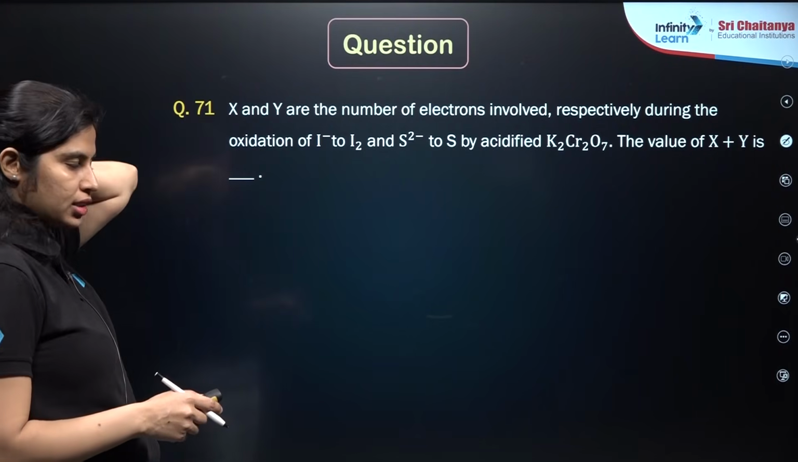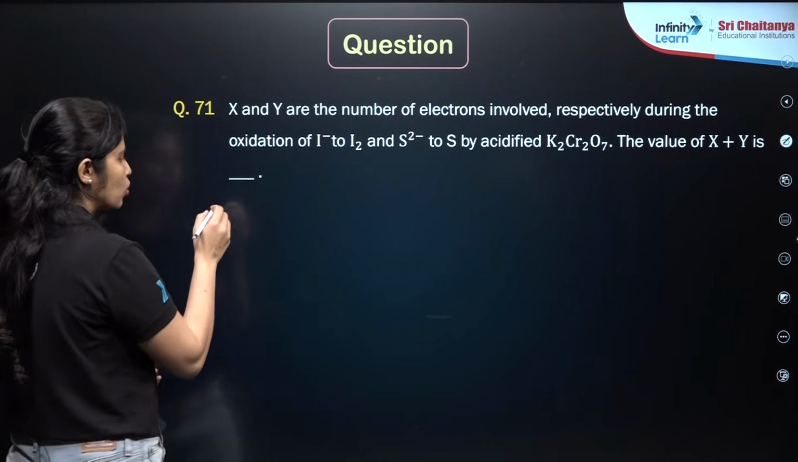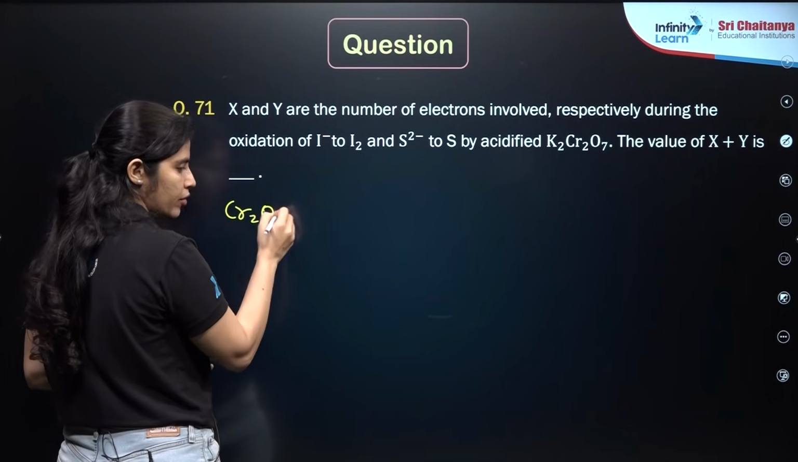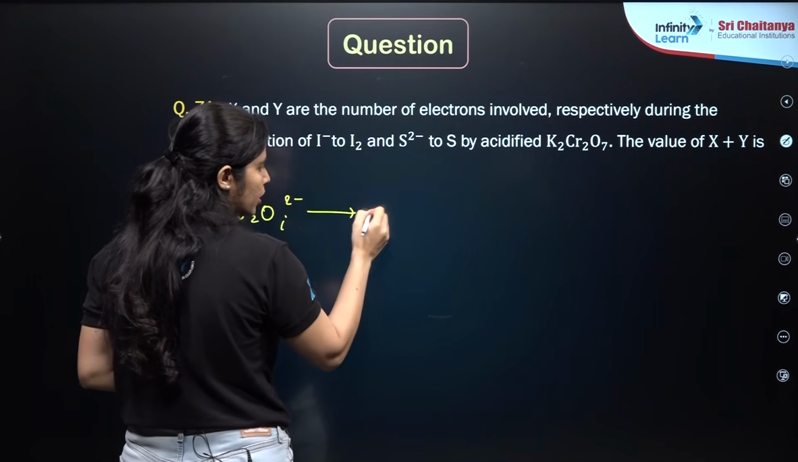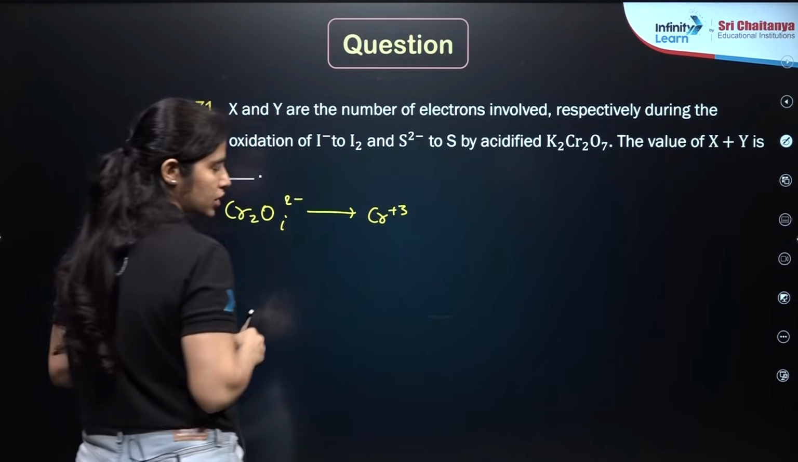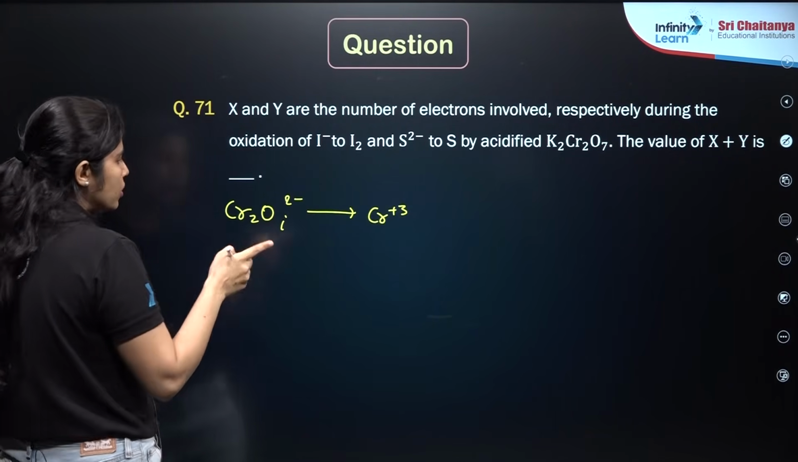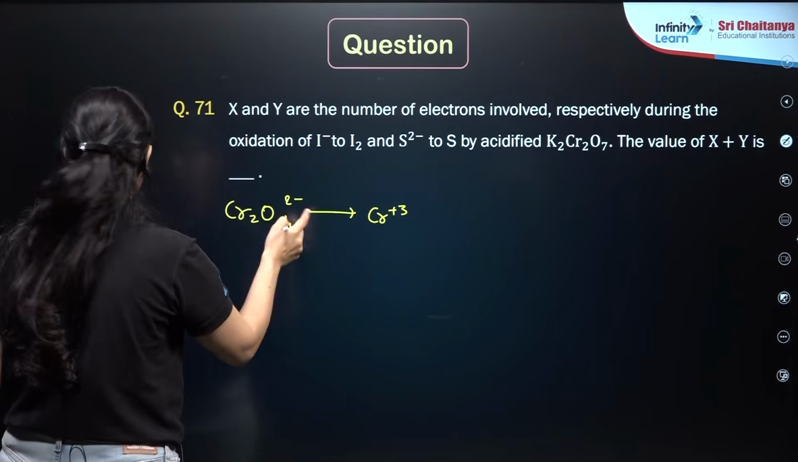And when we are talking about acidified K2Cr2O7, that means over here Cr2O7 2 minus is getting converted into Cr plus 3, first thing first, right? Apart from that, what else do I have to see? 4, 7, sorry, right?